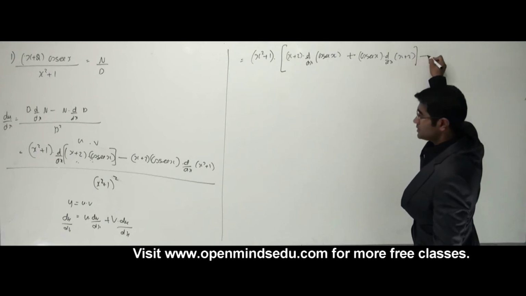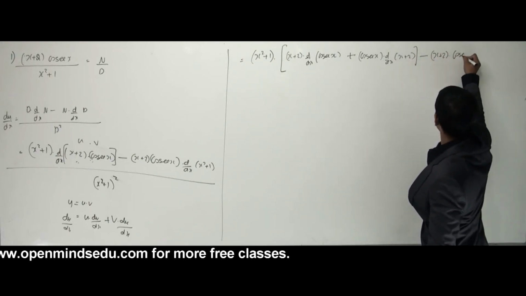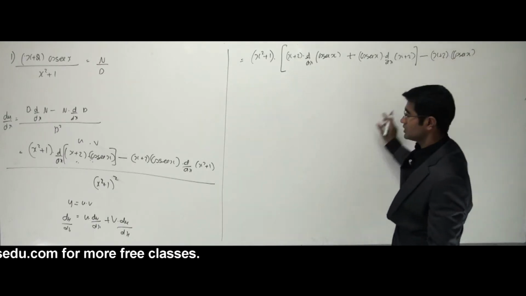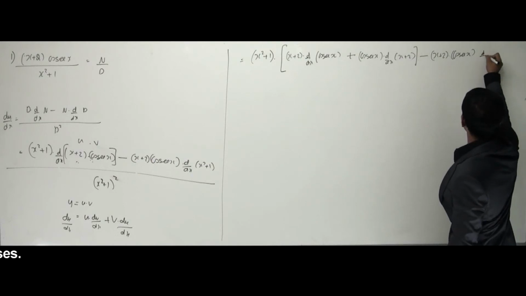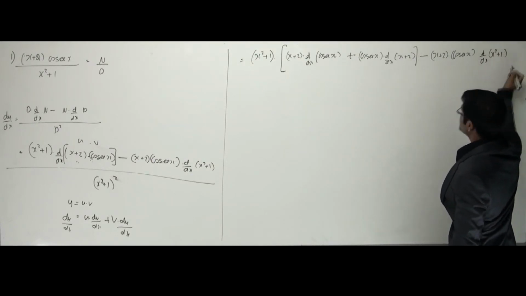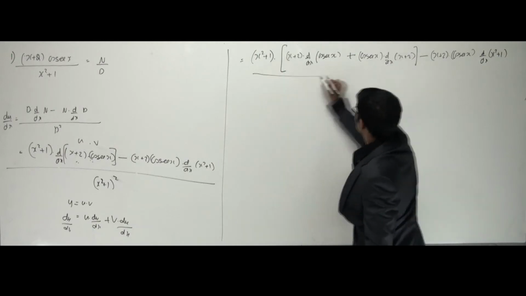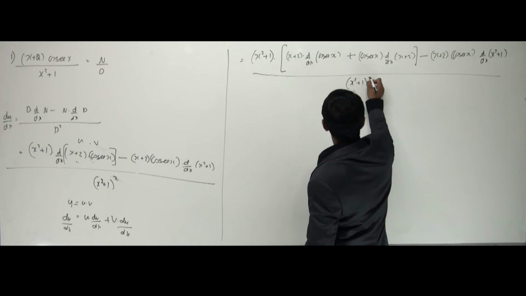So I have a minus sign here, then I have x plus 2 into cosecant x. I have nothing to differentiate because there is no differentiation sign here. Let it go like that. Now I have differentiation of x squared plus 1. So let me do it in the next step. So the whole thing divided by, I have x squared plus 1 the whole squared.